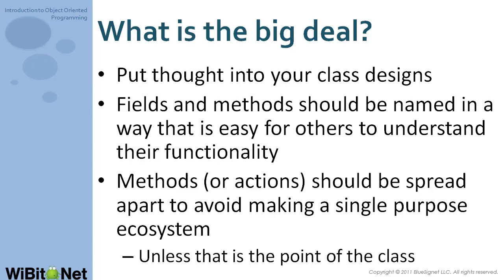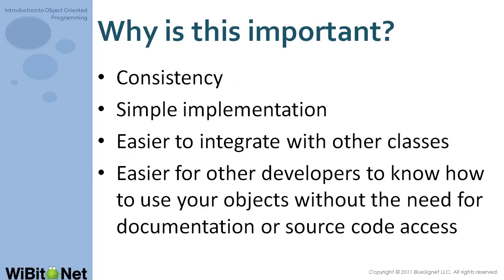So also, if you want to get the title of a button, have it button.text. Don't have it button.attributed title text. Right. Just make it simple. Also, not just fields and methods, but methods or actions should be spread apart to avoid making a single-purpose ecosystem. So you don't have a whole bunch of methods or actions that keep reinventing the wheel that do slightly other specific things. So keep it abstract, keep it broad, keep it reusable. Yeah. That's really what this is about, a lot of reusable code so that we can keep moving in these broad strokes and building on layers and building on foundations and making functional ecosystems of our code.